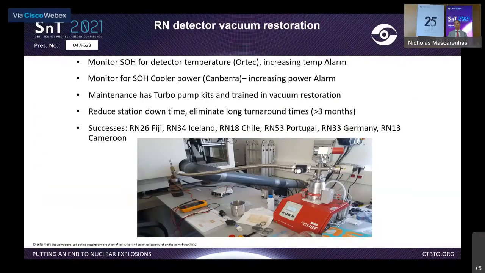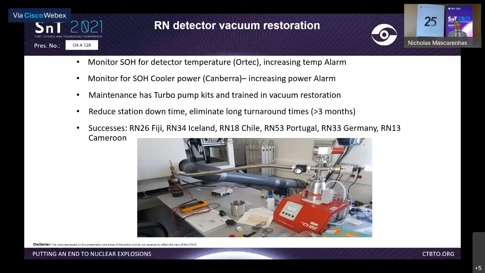So here's another thing that we found for radionuclide detectors. The critical part in a germanium detector is the vacuum. And we found that by monitoring the detector temperature or the cooling power, depending on the vendor for the detector, it was possible to actually detect a failure or impending failure or deterioration of performance well before the actual part failed. And if so, then we can intervene.